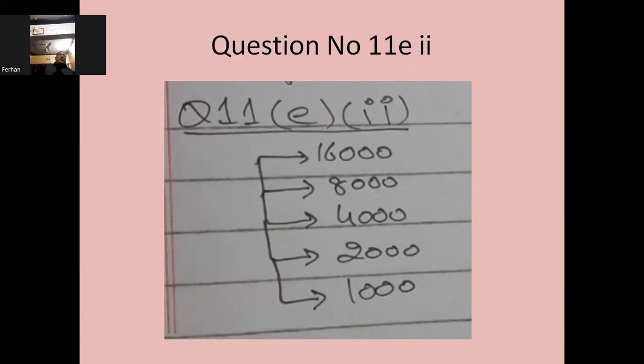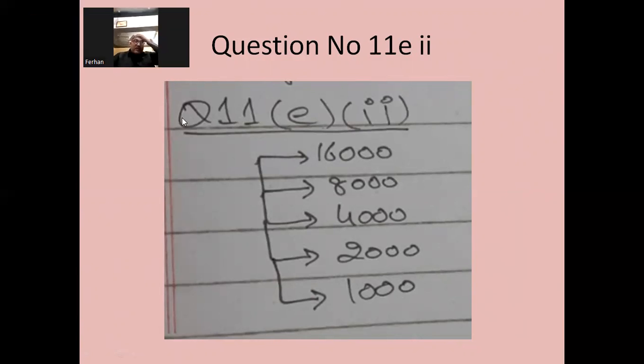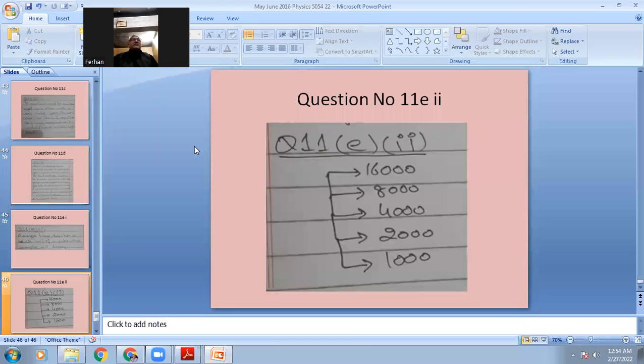So after 4 half-lives, each half-life of 12 years, 48 years have passed. So a sample which had 16,000 atoms, now only 1,000 atoms will be left. The rest of them have decayed and converted into daughter nuclei. So this is how you will do this numerical. I hope that you have understood this.